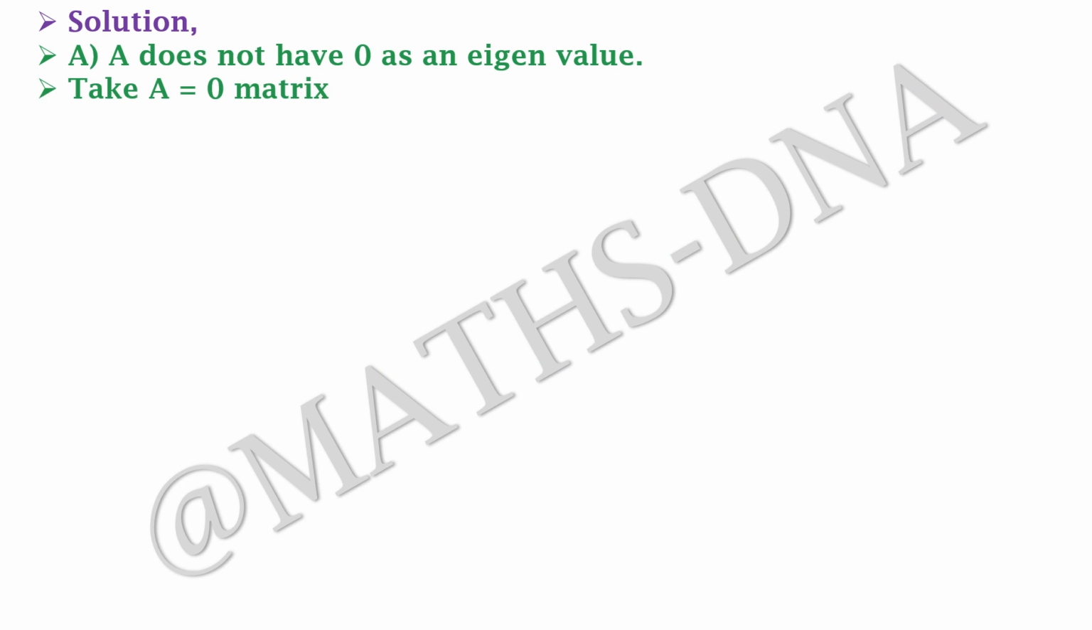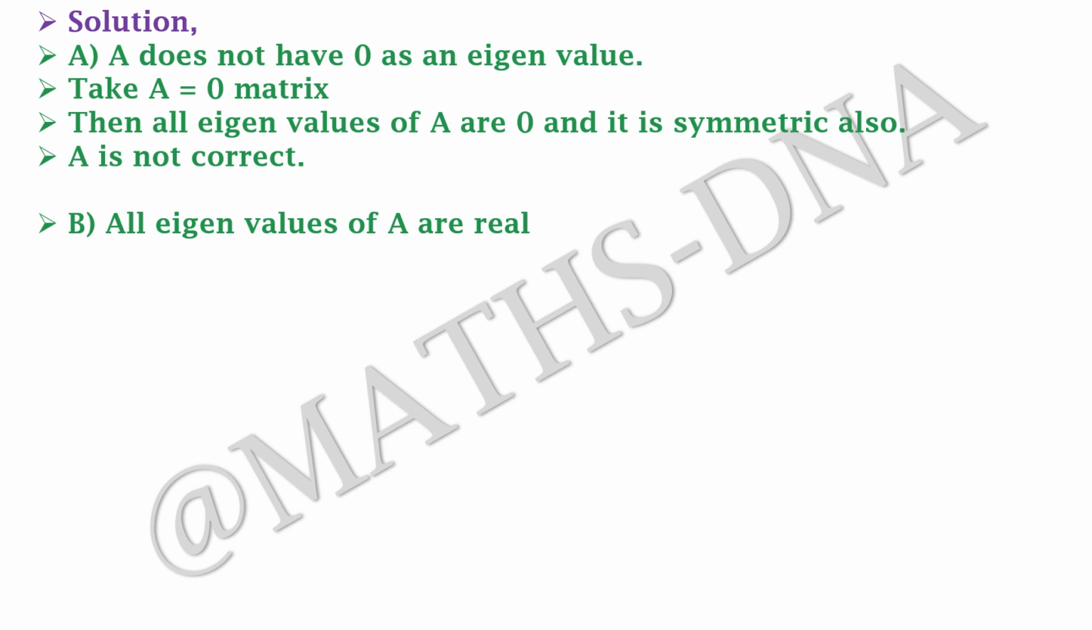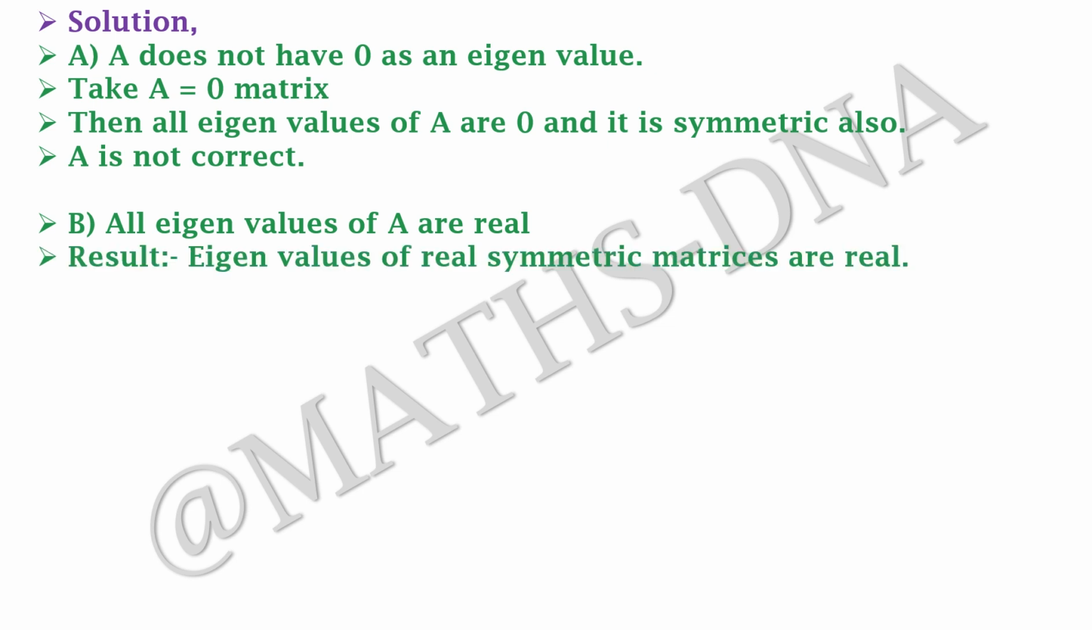So let us solve it. For option A, it says that A does not have 0 as an eigenvalue. Now let's take a matrix A equal to 0, that is a 0 matrix. Then all the eigenvalues of A are 0 and it is symmetric also. So option A is not correct as it says it does not have 0 as an eigenvalue. Option B, all eigenvalues of A are real. Now this is correct as eigenvalues of real symmetric matrices are real. So option B is correct.